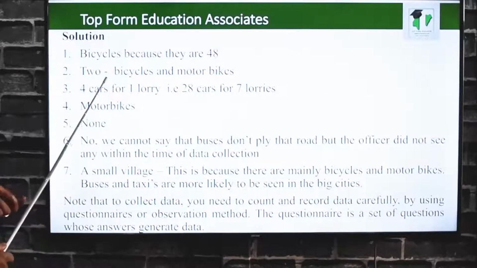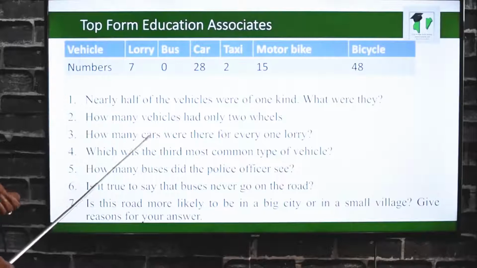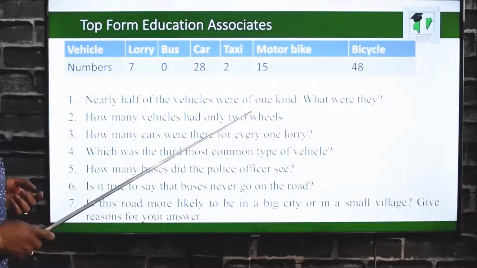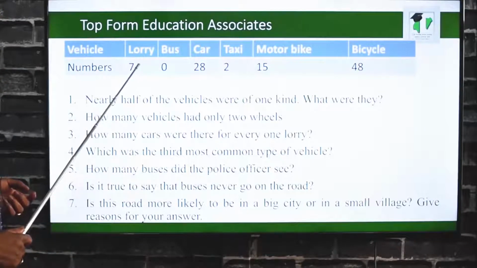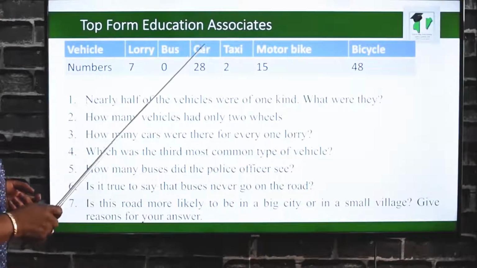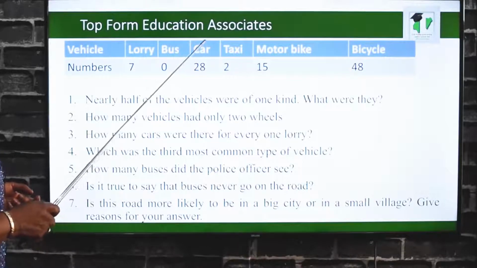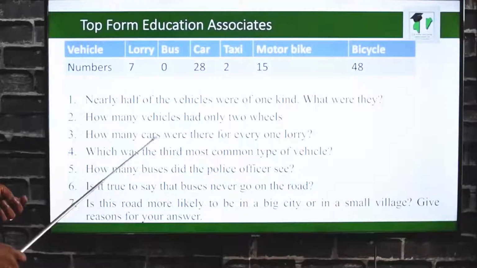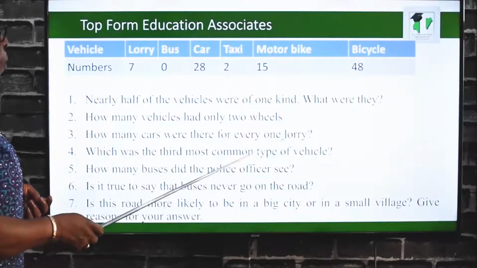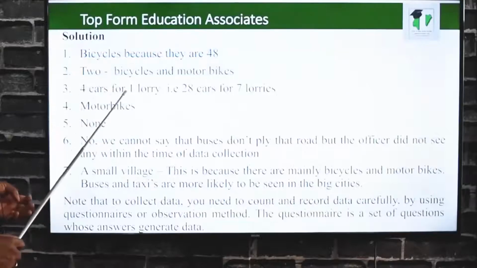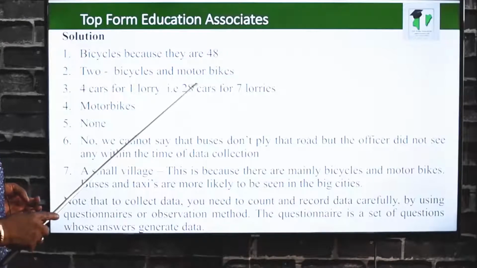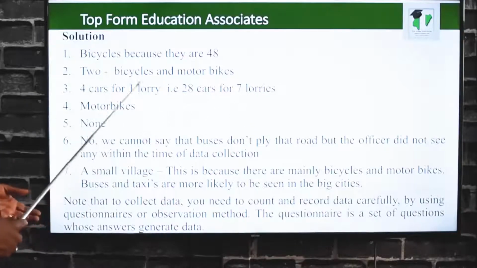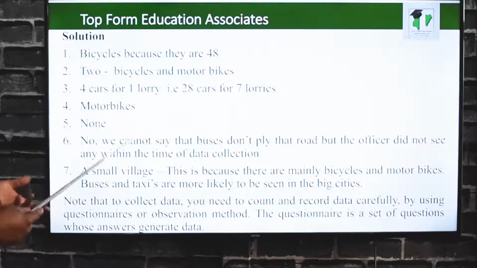Question number 3, how many cars were there for every one lorry? You have 7 lorries against 28 cars. The question says, how many cars were there for every one lorry? 4 cars for one lorry, because we have 28 cars for 7 lorries. 28 divided by 7 gives us 4, and 7 divided by 7 gives us 1.